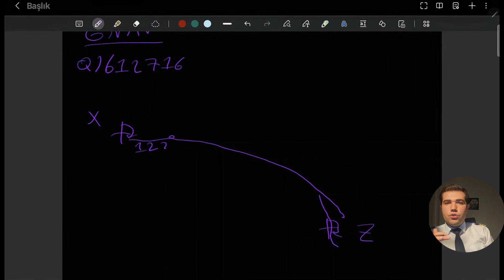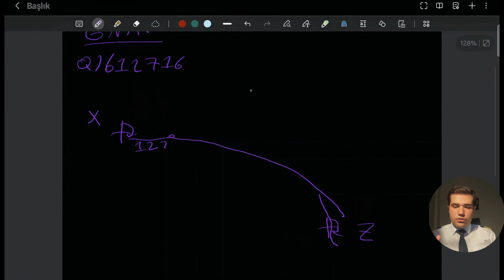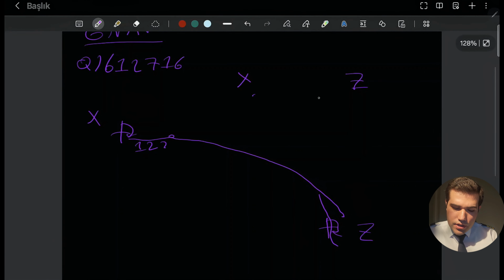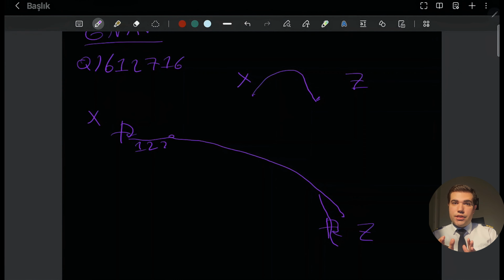We know that when we are flying towards the east, first the track will be northbound, then it will be southbound, so it will be curved. If I give an example, this is X, this is Z. If they're on the same latitude, like 37 north, the flight path will look like this. First it will increase, then decrease, if you're in the northern hemisphere, because it has to be concave.